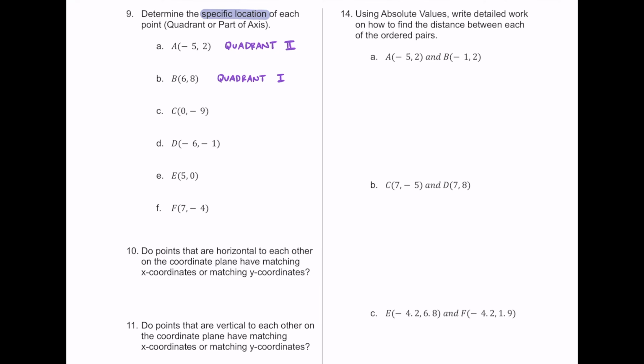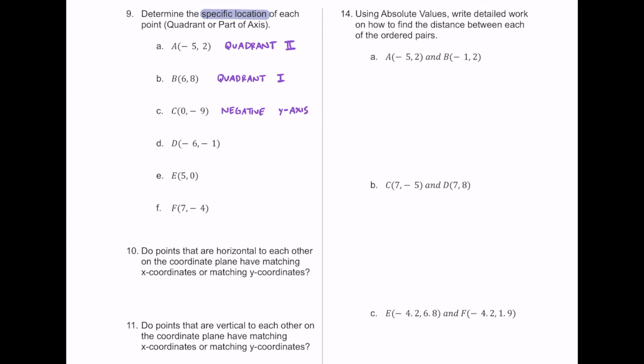For 9c, we have 0, negative 9. Whenever we see a 0, we know it's not in a quadrant. So we stay at the origin, don't go left, don't go right. You move 0 units horizontally, then move 9 units down. If we're moving down, this would be located on the negative y-axis. That's on the lower part below the origin, but it's on the y-axis.